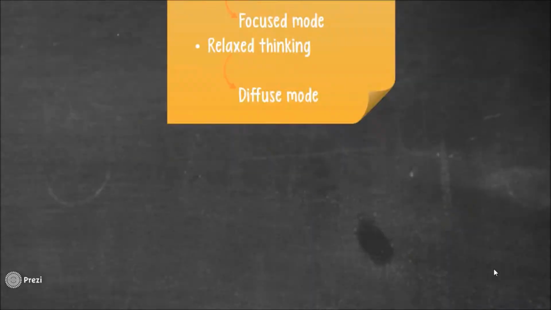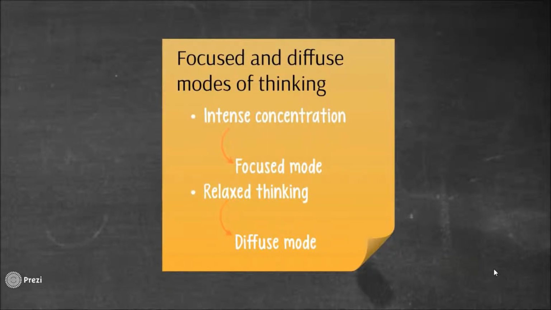Let's start. The focused mode and diffuse modes are the two modes that we know about, and, as far as neuroscientists know, we can only be in one mode at a time. We use focused mode when we are concentrating intensely on something. For example, we use it when we want to learn or understand something new, or also when we are trying to solve some kind of problem, like a math equation.